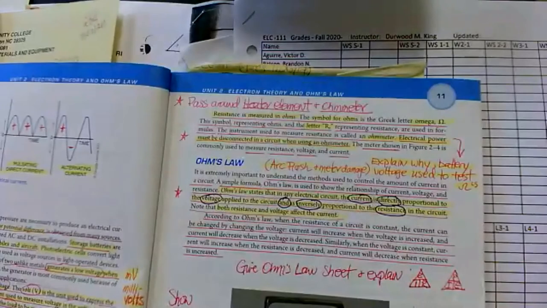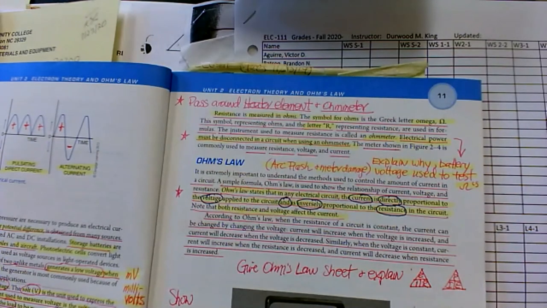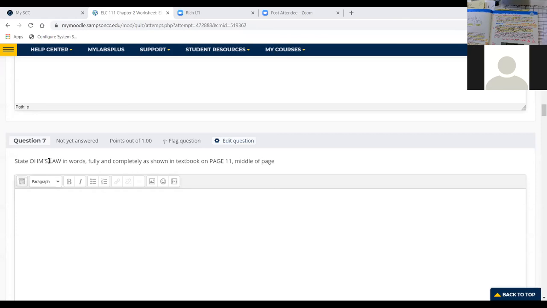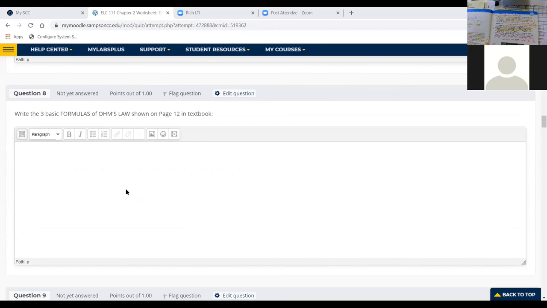But I wanted to discuss Ohm's law itself because you need to be able to actually define that. And I didn't define it, and I just realized that I had overlooked that. So in Moodle right here, it says, state Ohm's law in words, fully and completely. So you want to write the entire Ohm's law down verbatim.